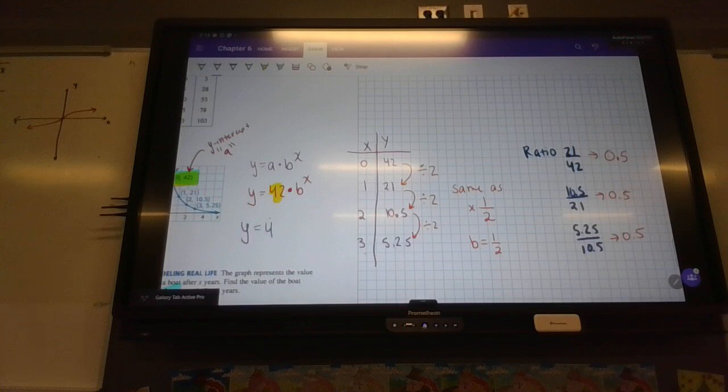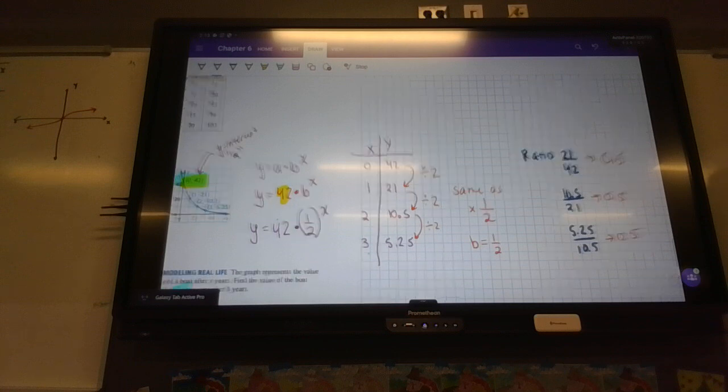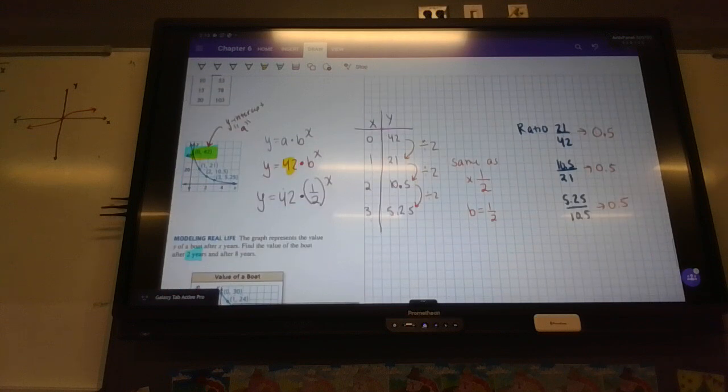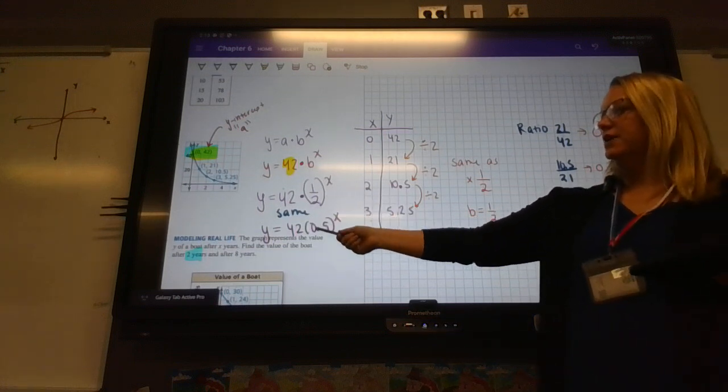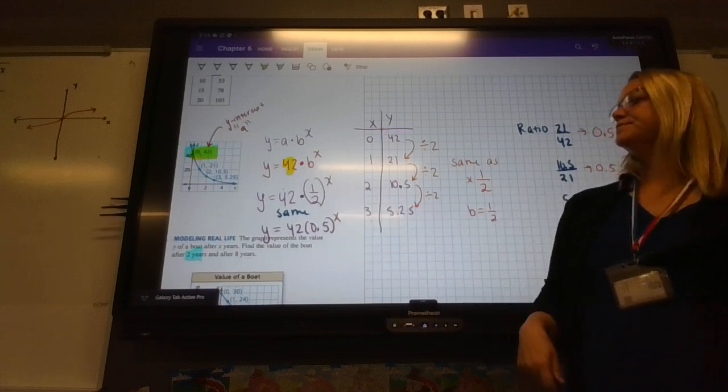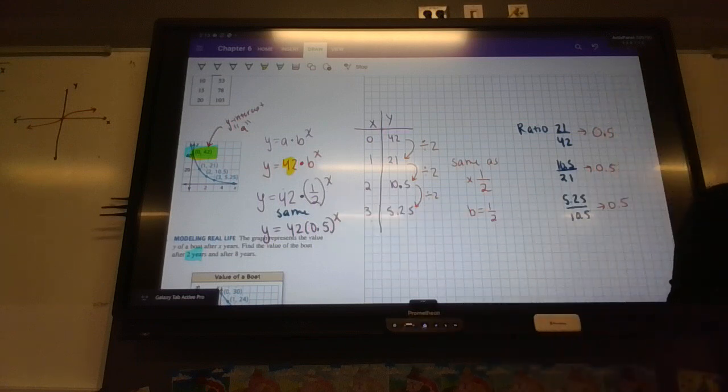So our answer is 42 times 1/2 to the x power. And that is the same as 42 times 0.5 to the x power. That's decimal form, and that's fraction form. These are equivalent. You get credit for both of those.